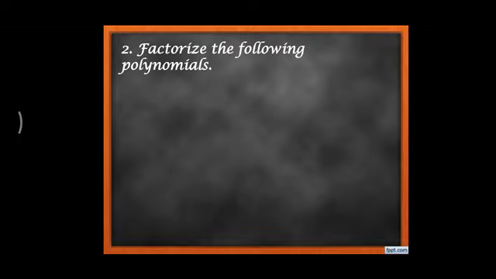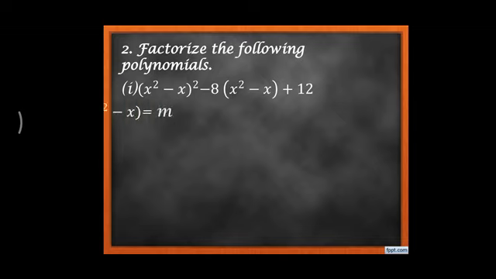Now the next question. We are doing the second question, factorize the following polynomials. Here we will be using the substituting method. The first polynomial given to you is (x² − x)² − 8(x² − x) + 12. So let x² − x be equal to m. Wherever x² − x is there, we will substitute it as m.